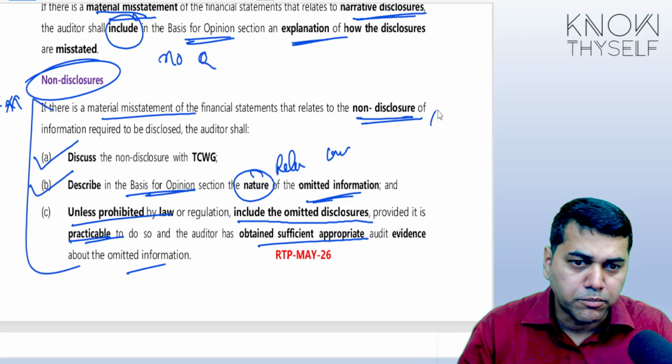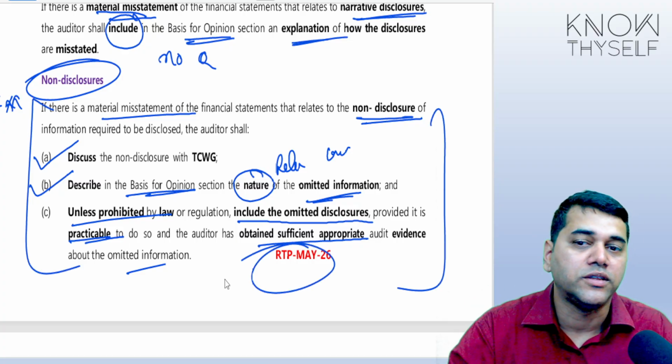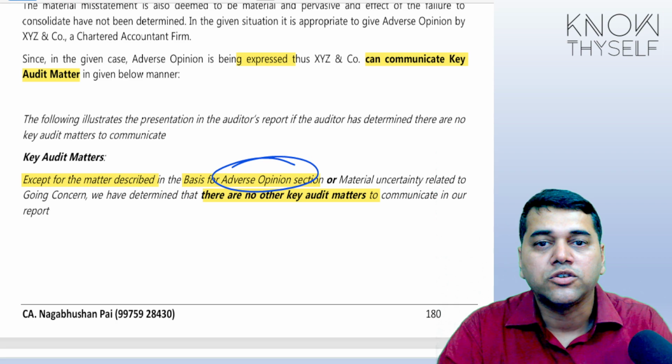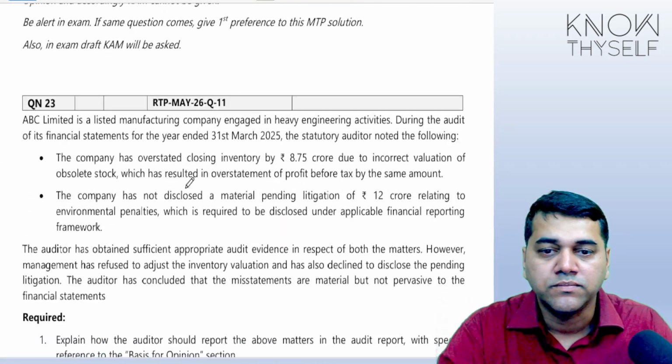So please mark it important. There is one RTP question also on this particular pair. So let us go to that RTP question.